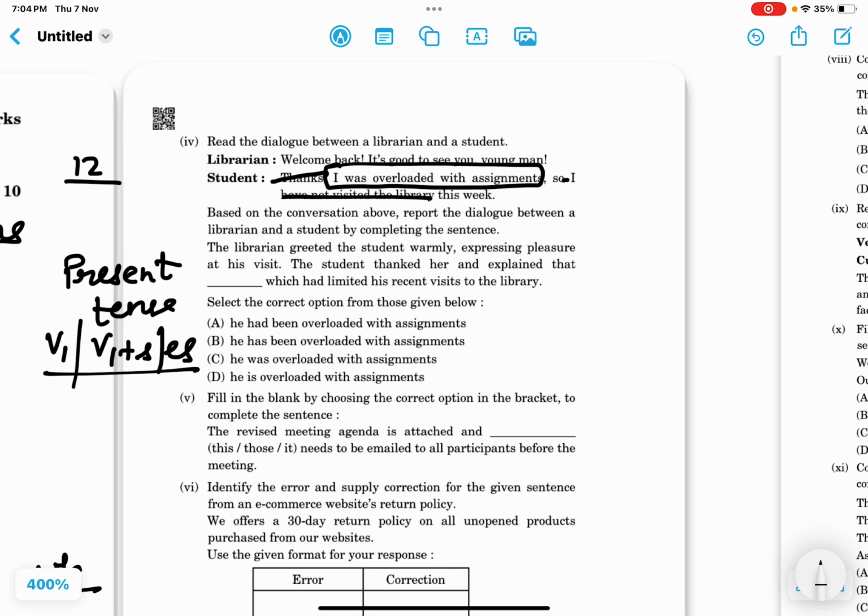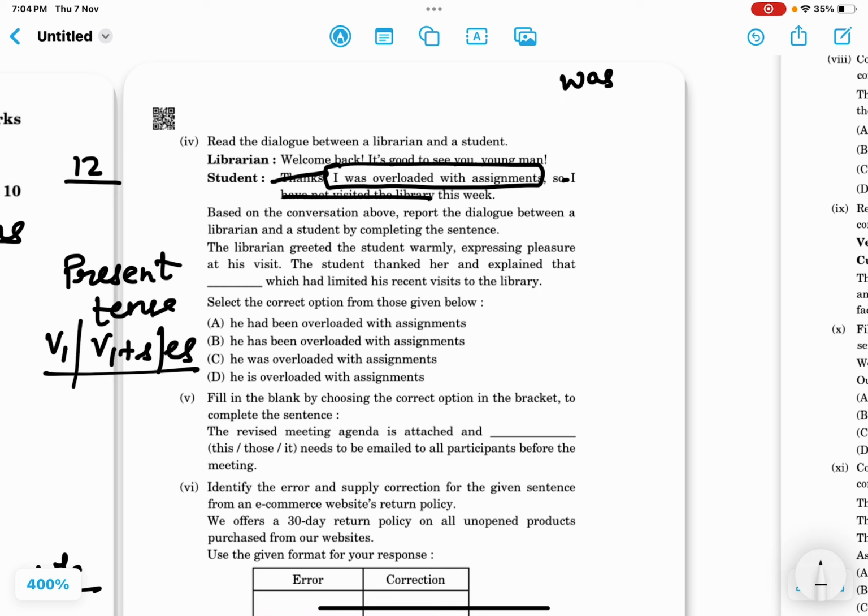I was overloaded. Now remind the changes that we need to make. Is, am, are are changed into was, were, and was, were changed into had been. If you know this, you can easily identify the correct option because only option A has had been. In B there is has been, in C option was, and D is. So the correct option will be A.